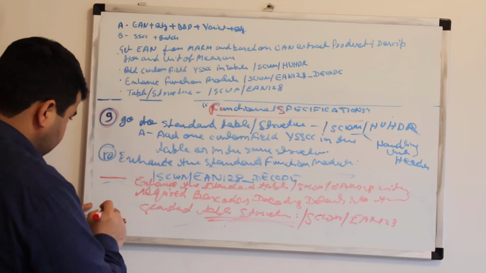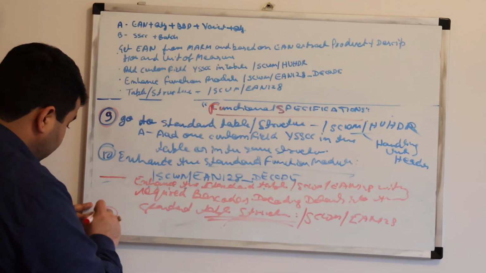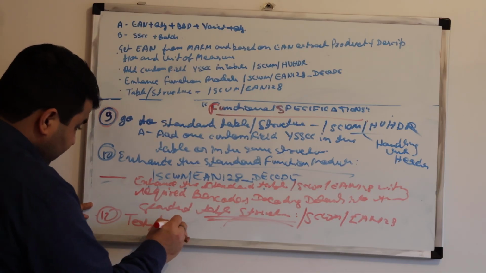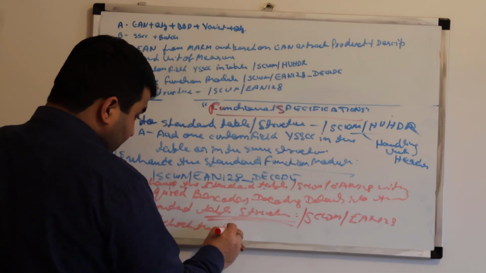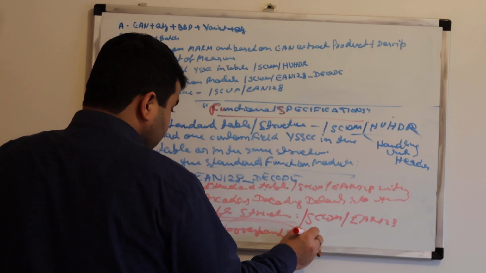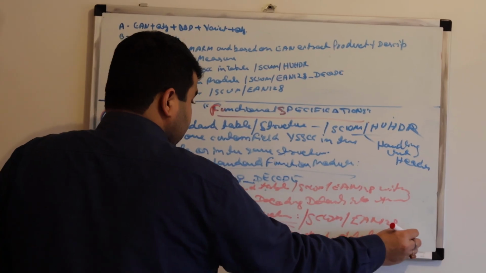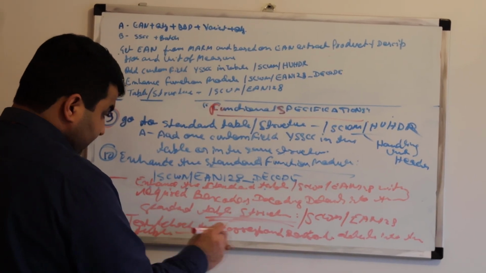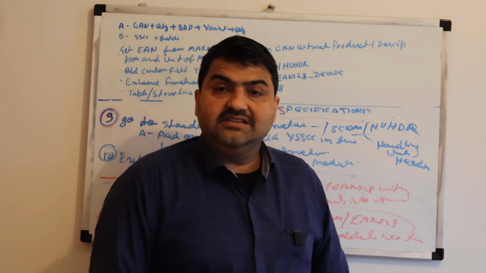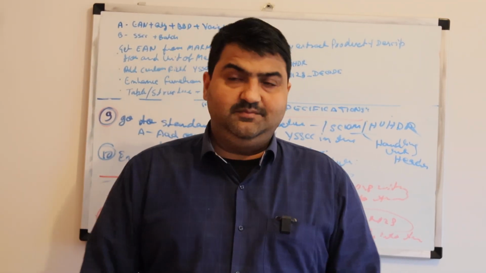Then the last point here I put test, check the corresponding barcode details into the table, which is the same table. So this is the basic way to write the functional specification, and share it to the team. They will do the enhancements based on the business requirement.